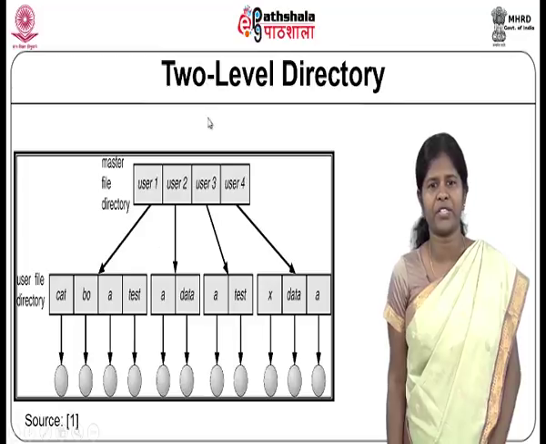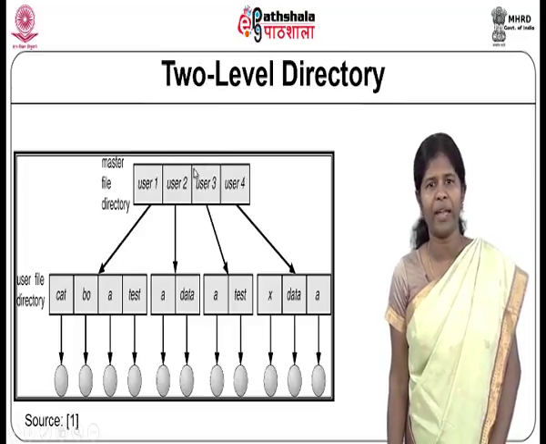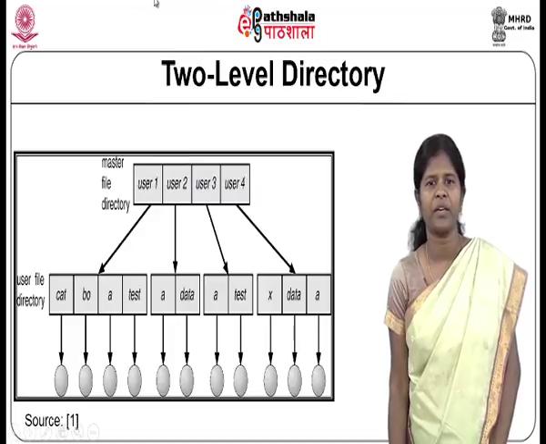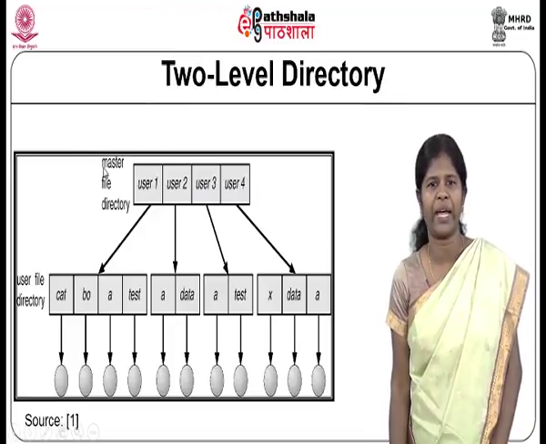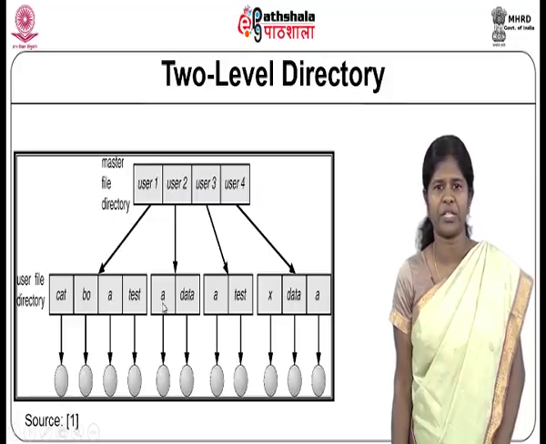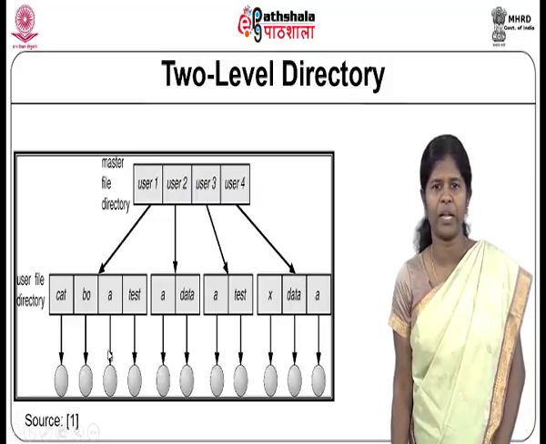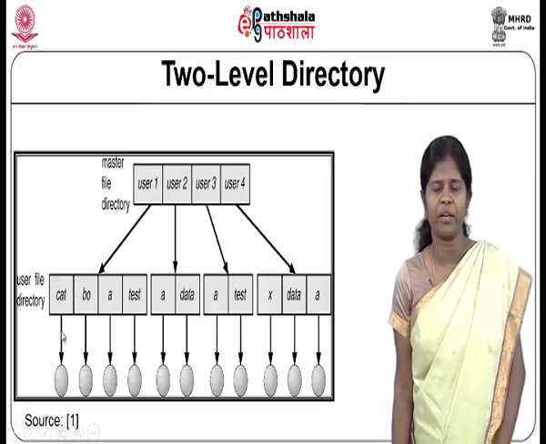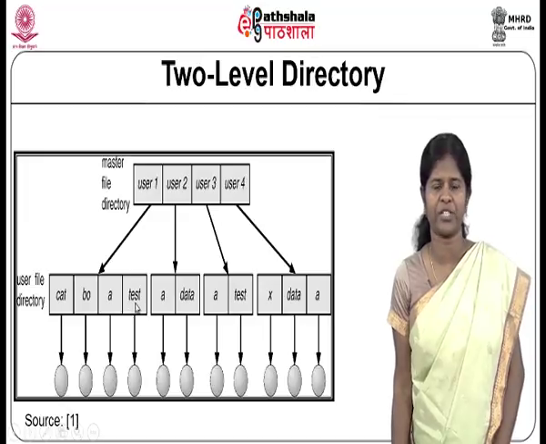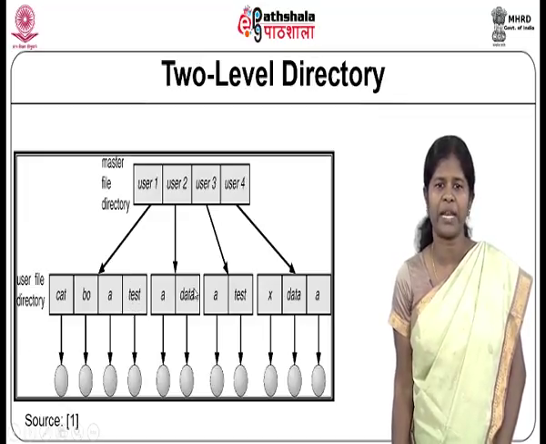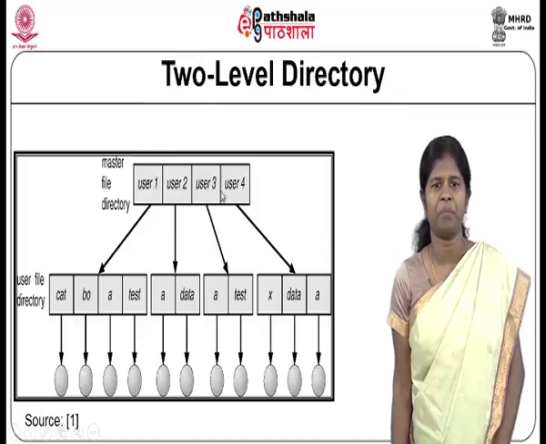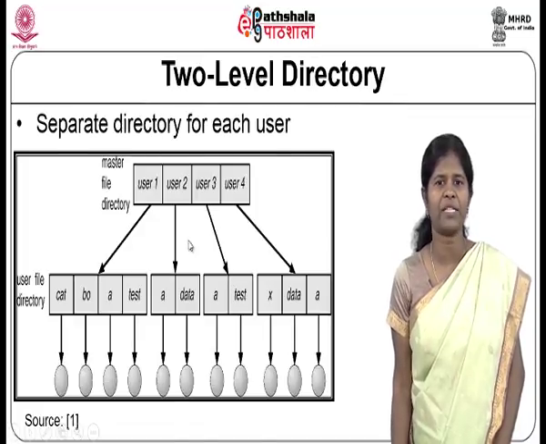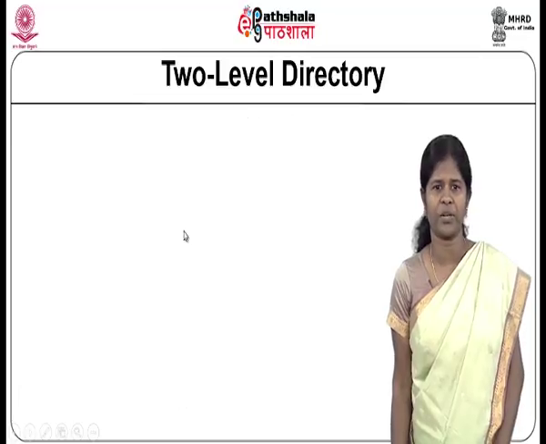In a 2-level directory, one more level of hierarchy is given. That is, there is a master file directory, and beneath this master file directory there are a number of user file directories. So, each user here will have his own user file directory, and his files will be kept beneath this user file directory, and all these user directories will be kept beneath the master file directory. So, we have a separate directory for each user.